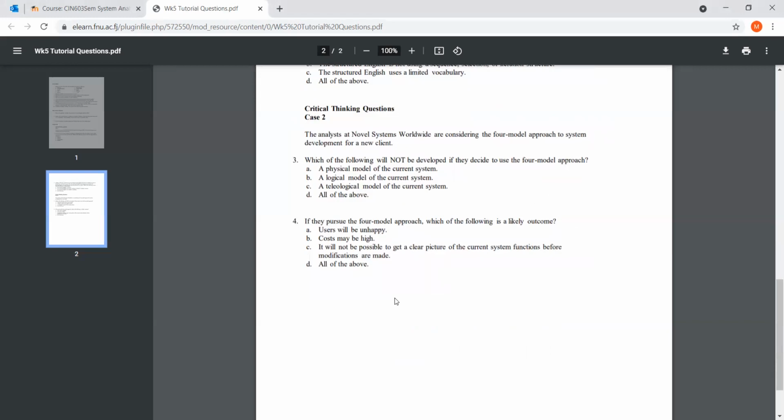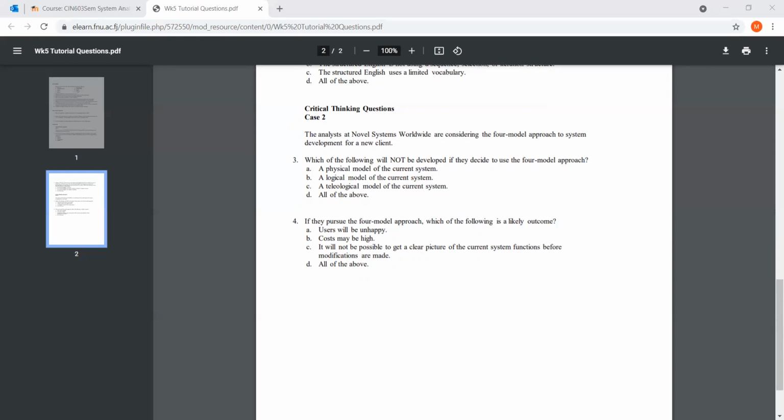Next set of tutorial questions. The analysts at Novel Systems Worldwide are considering the four-model approach to system development for a new client. Which of the following will not be developed if they decide to use a four-model approach? A physical model of the system, a logical model of the current system, a teleological model of the current system, all of the above.